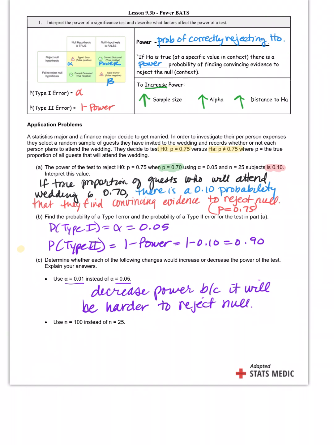Okay? And then, what, last one? If we use a sample of 100 instead of 25, that's going to increase our power, isn't it? It's going to increase our power because the sample increased.